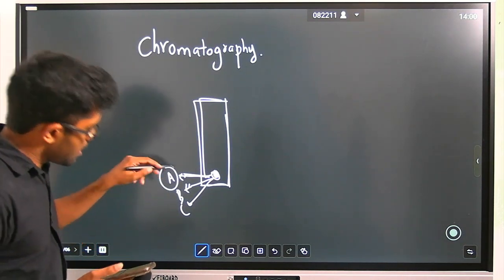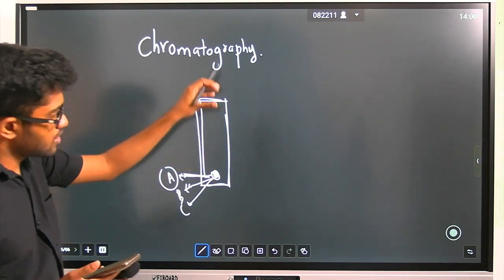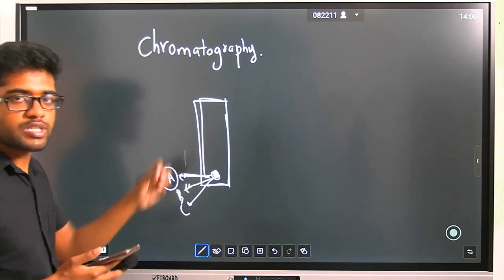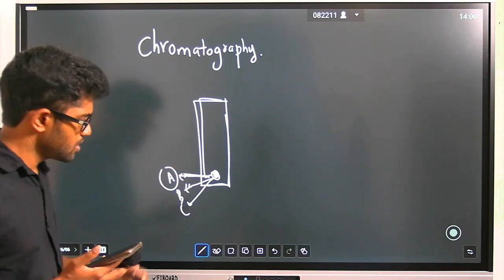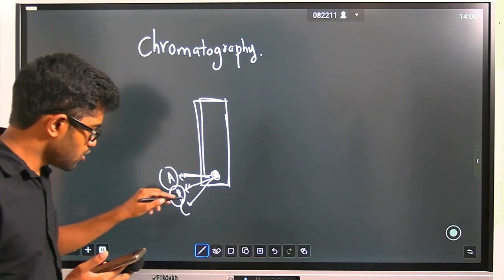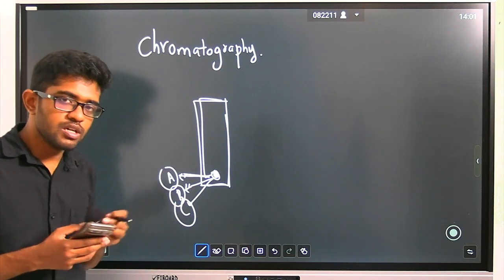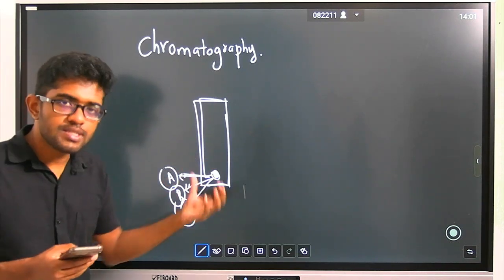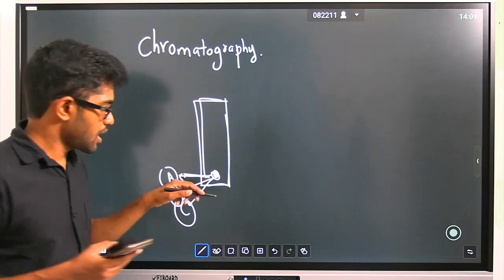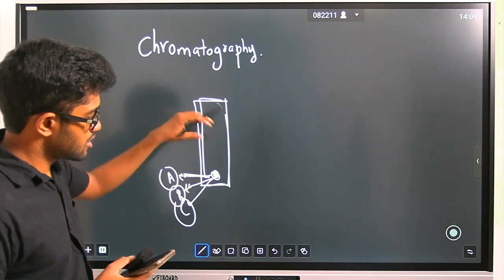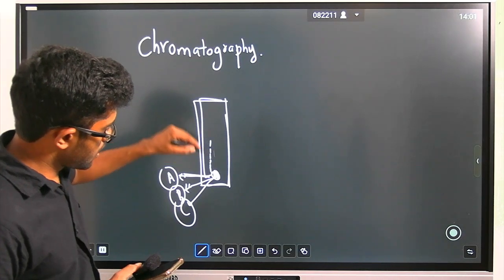Now A can make a strong attraction with the paper. The A molecules can make a strong attraction with whatever chemicals the paper is made of. B can also make an attraction, C can also make an attraction. If the attraction which these compounds make with the paper is higher, then it won't travel a lot. Now what happens is, if you keep the strip like this with a dot like here, the components will start to travel upwards like this.